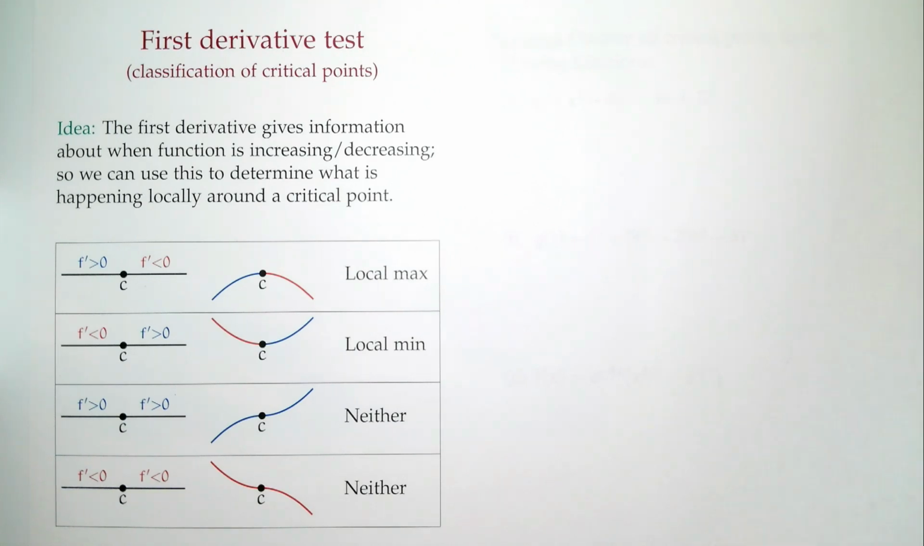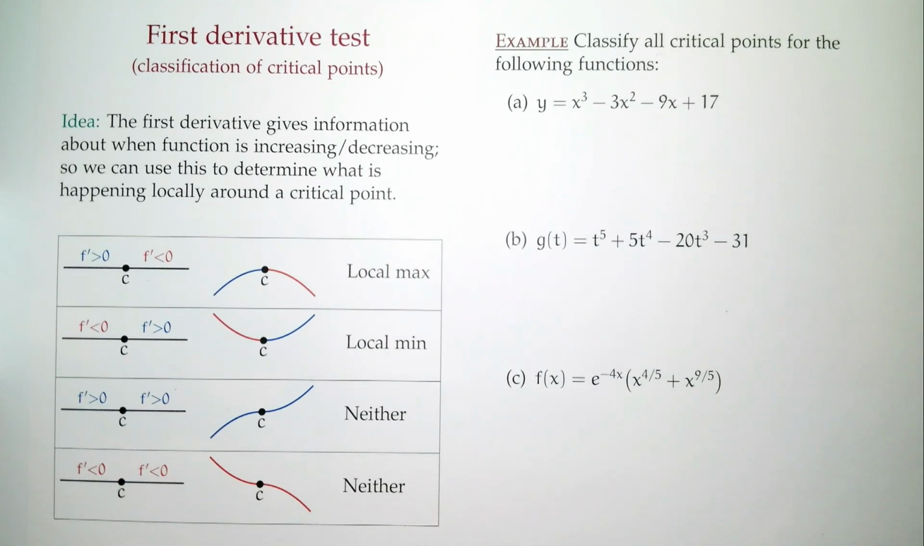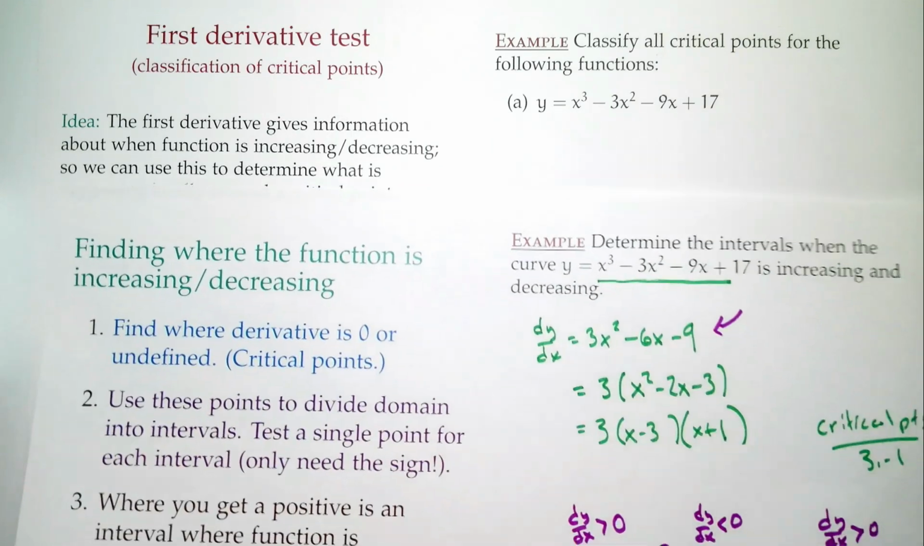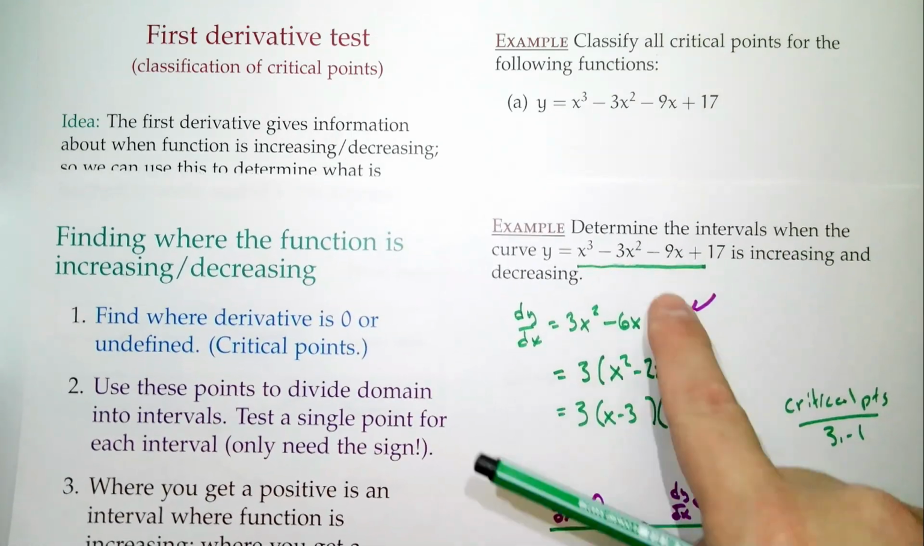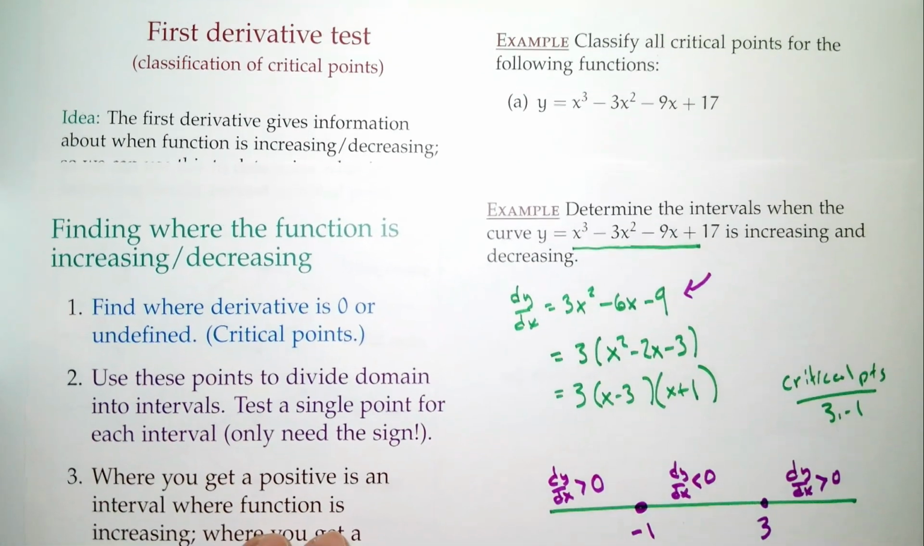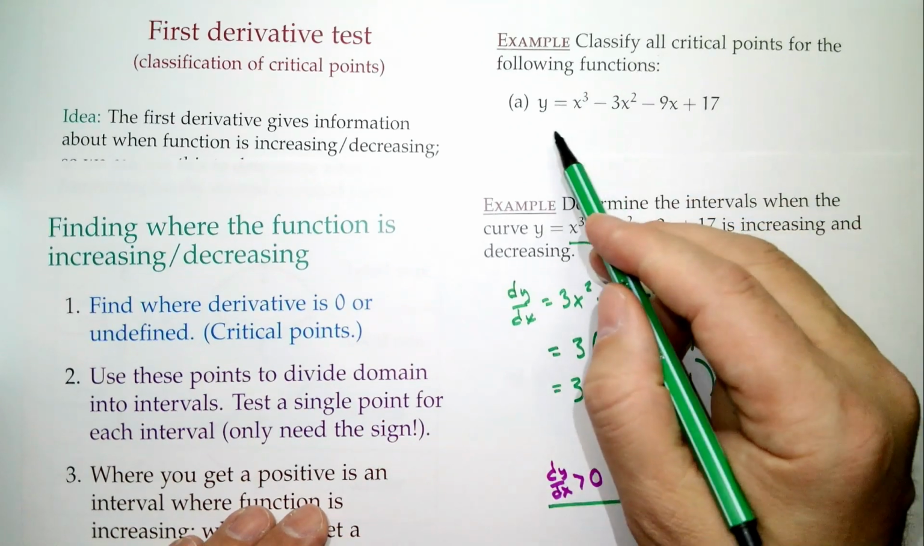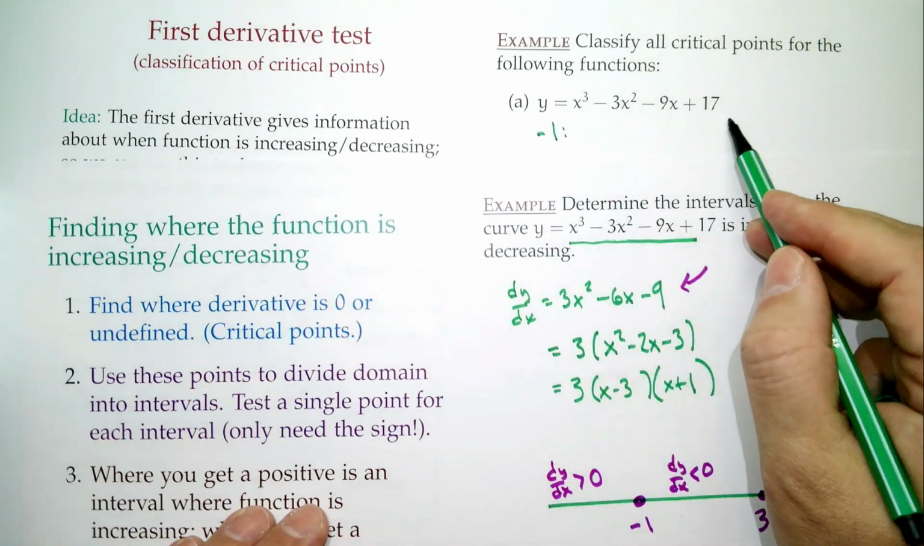Well, come back next time. But let's try this out. Let's classify all critical points for the following functions. Now you might think, that's going to take us a while. But we've actually done all the hard work. Because for y equals x cubed minus 3x squared minus 9x plus 17, we've already talked about the critical points. They're negative 1 and positive 3.